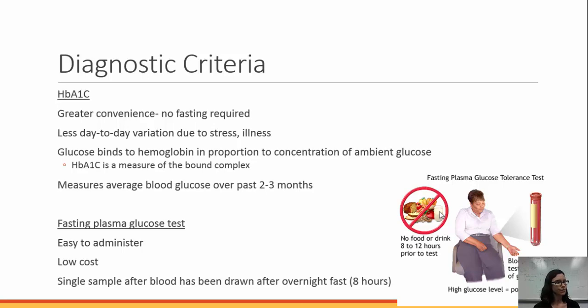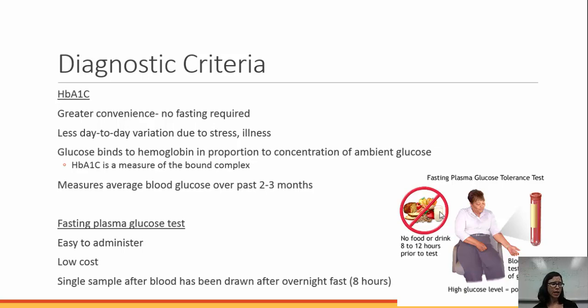So for diagnosing with hemoglobin A1C, basically the theory behind this is that hemoglobin A1C is a bound complex where there's so much glucose in the system that it binds to the hemoglobin in proportion to the concentration of glucose that is in the blood vessels. So by measuring the hemoglobin A1C, we're actually measuring this bound complex. And this test is convenient because no fasting is required. It's a more stable representation of blood glucose over the past 2 or 3 months. Whereas, if you took just a casual blood glucose or a fasting blood glucose, it may not be representative of what the patient normally experiences.